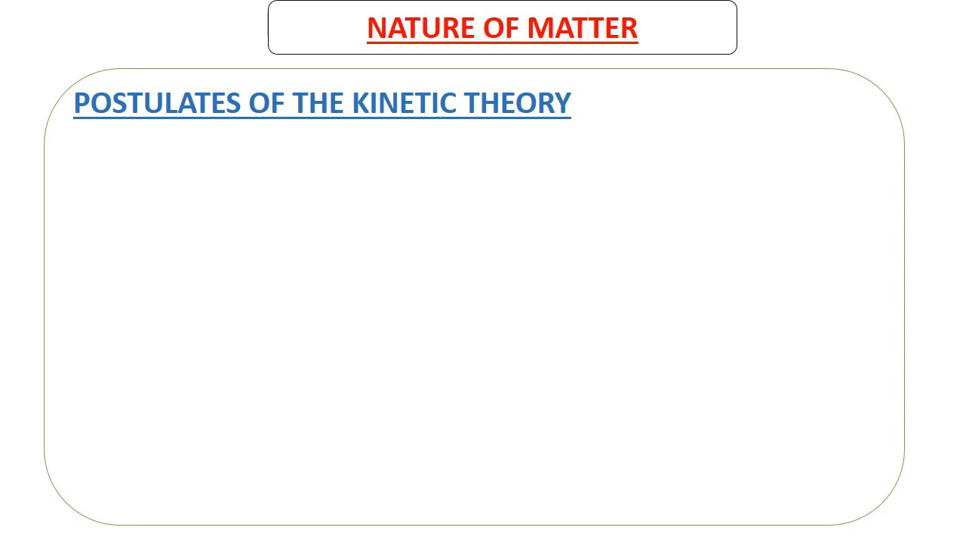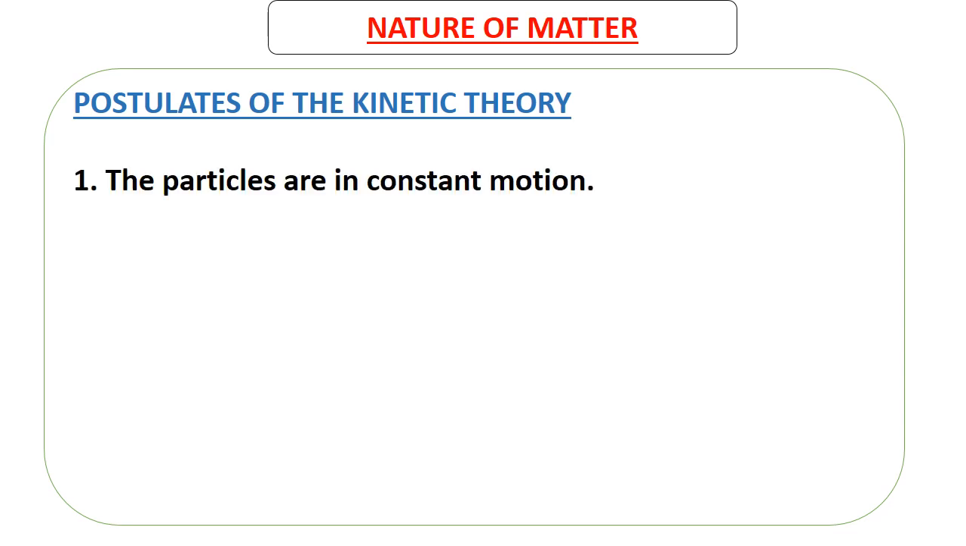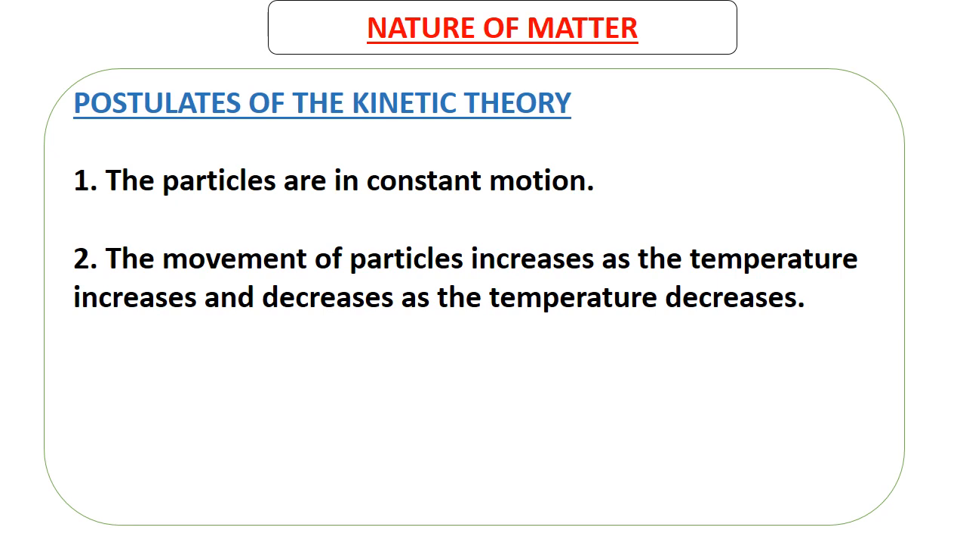The first postulate is the particles are in constant motion. This was drawn from Brownian motion, where we observed that the particles were ever in constant motion. The second suggestion is the movement of particles increases as the temperature increases and vice versa. This suggestion is drawn from diffusion. We observed that the higher the temperature, the higher the rate of diffusion and vice versa.